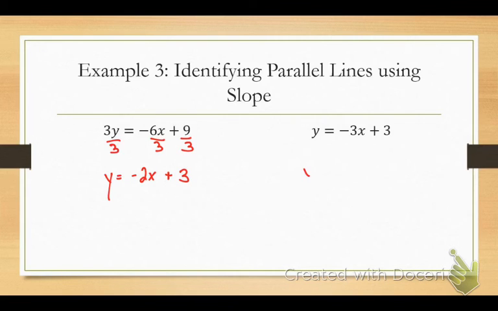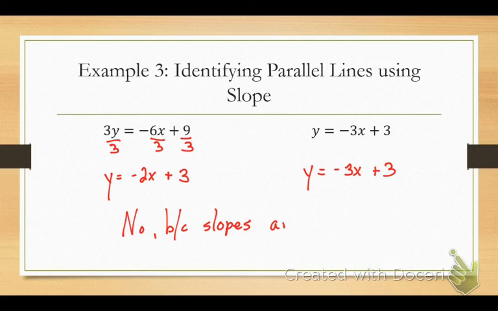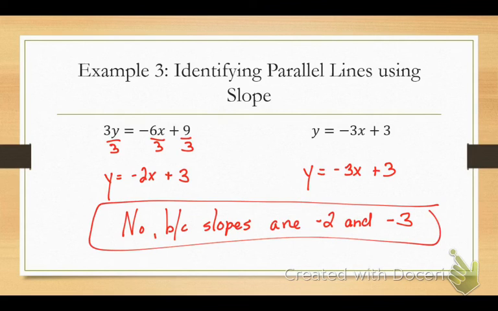Now I can compare that to y equals negative 3x plus 3. Are these lines parallel? No. Why are they not parallel? Because the slopes are negative 2 and negative 3. Okay, so again, give me the slope values so I know you knew what to compare. Does that make sense? Okay, give me those values.